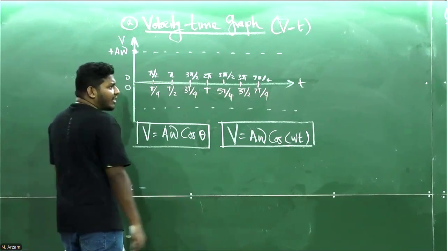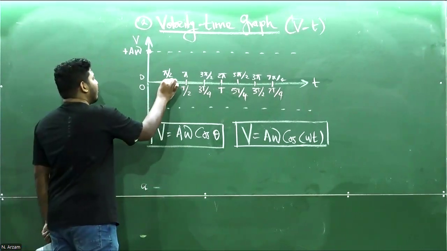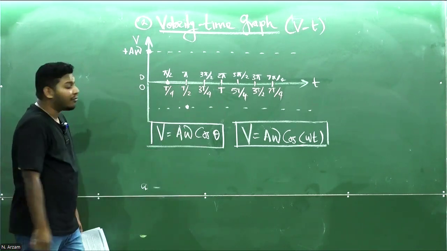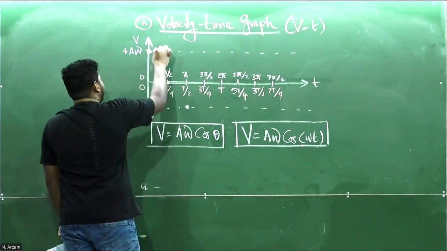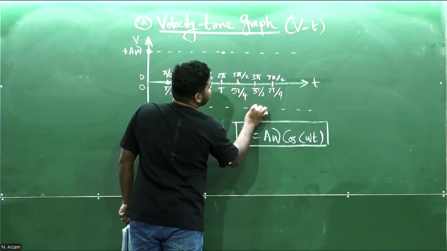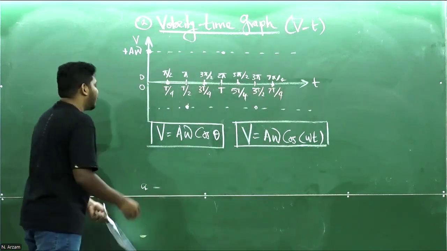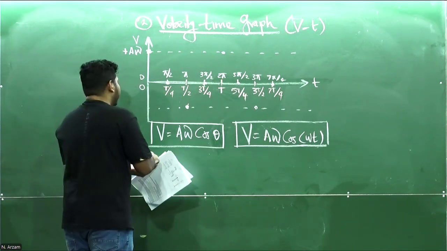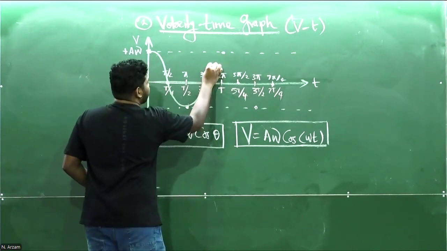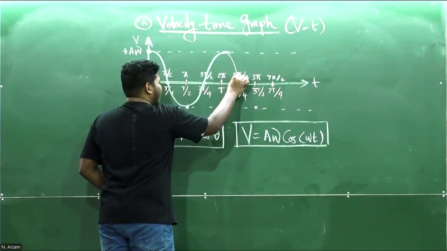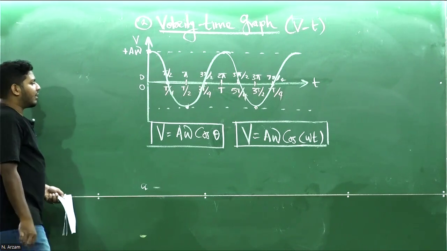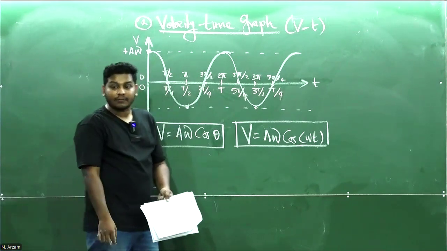What about cos pi by 2, cos 90 degrees? 0. What about cos pi? It is minus 1. So now you know the pattern, how it will be. Plus 1, 0, minus 1, 0, plus 1, 0, minus 1, 0, plus 1. So this will look like this. This is the graph for the velocity time.